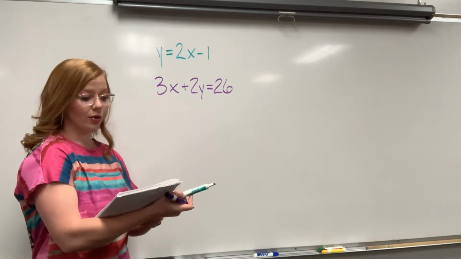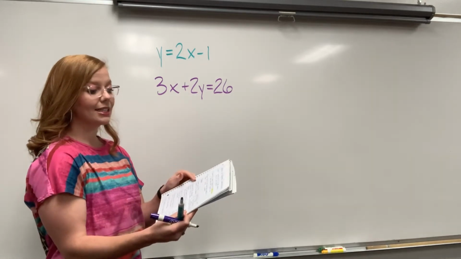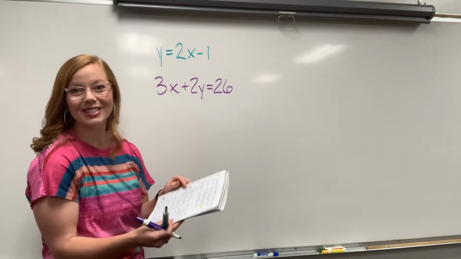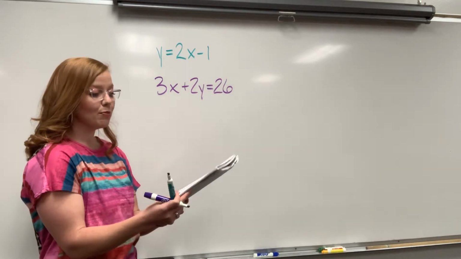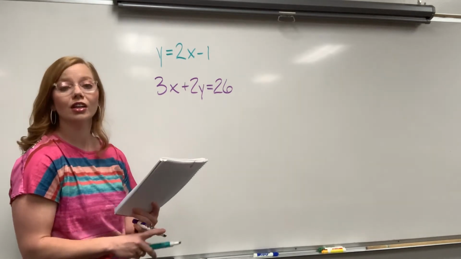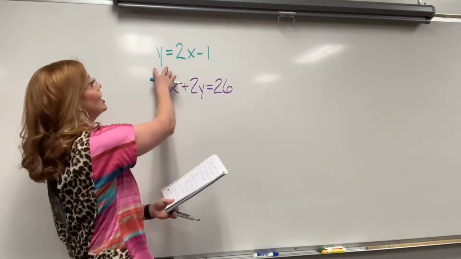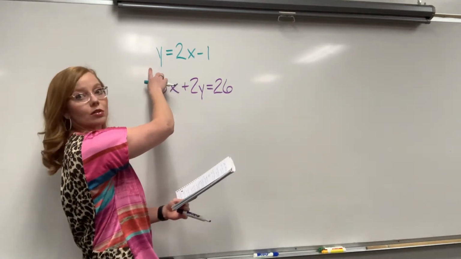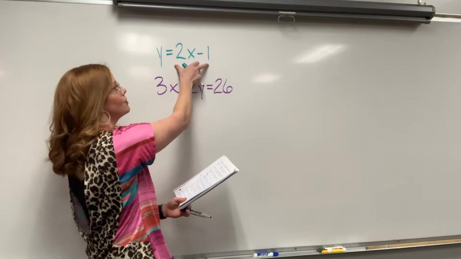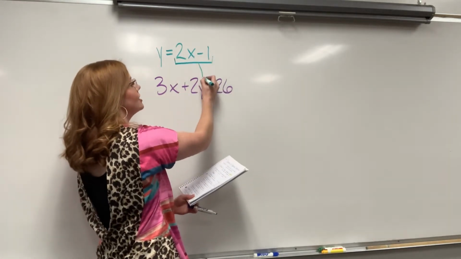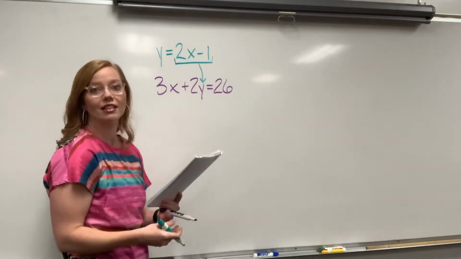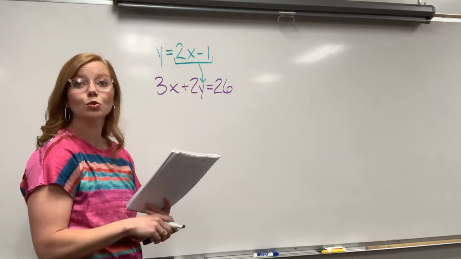What we're going to do, step one says isolate one of the variables. It's already done for us, so we get to move to step two. Substitute the expression from step one into the other equation. So right here, they're telling me what y equals. Y equals 2x minus 1. So I can take this expression and substitute it in right there for y. And here's what that does.